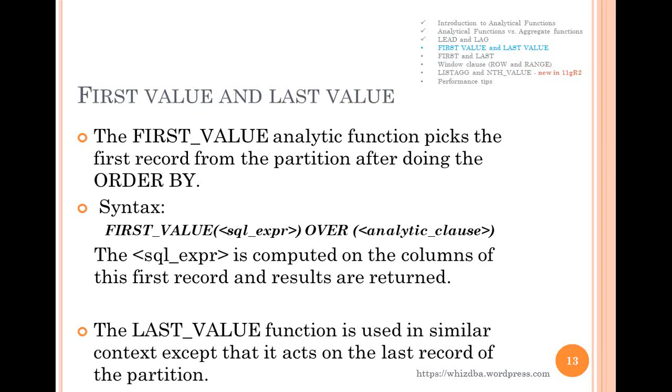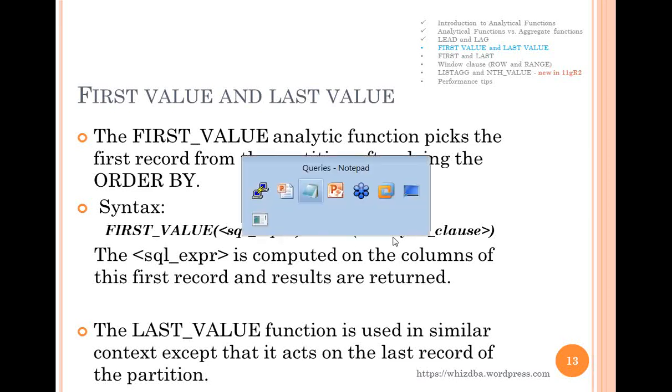The next set of analytical functions which I'll be discussing here is first value and last value. First value, as the name suggests, shows the first value in the series and displays it in the current record. The syntax of first value is quite simple. It shows first value with one argument, which can be an SQL expression, followed by OVER and the analytical clause. I'll demonstrate this with the help of an example.